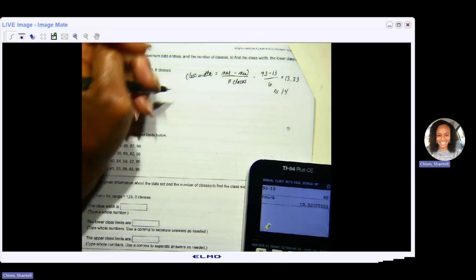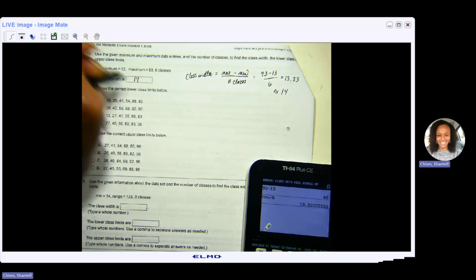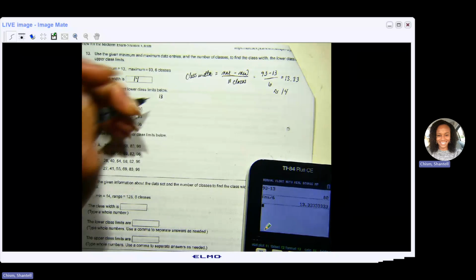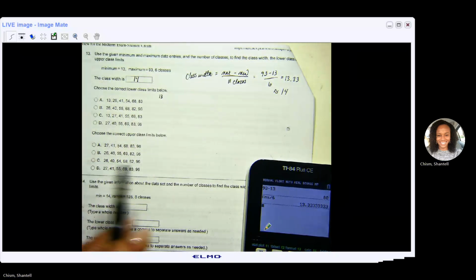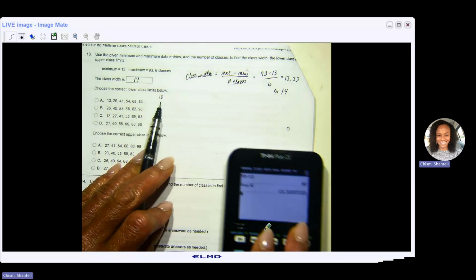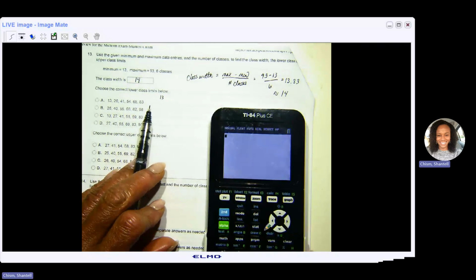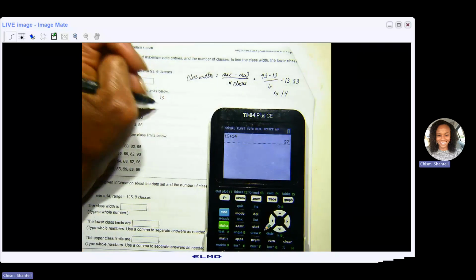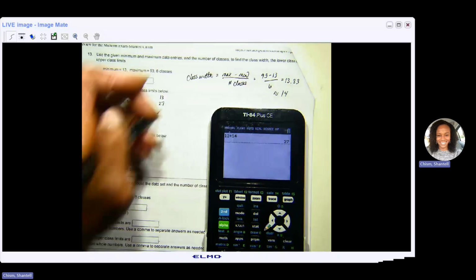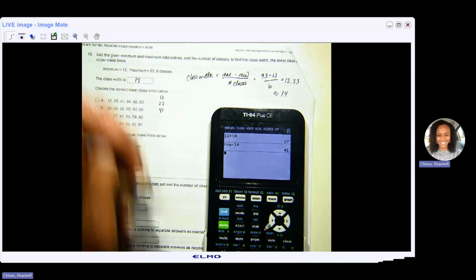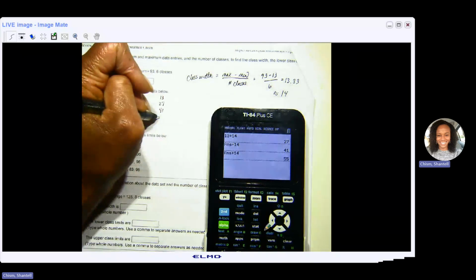Okay, now to get the class limits, let's start with the lower. We start with the minimum data value, which is 13. And then from there, we add the class width to get the next one. So we'll say 13 plus 14, adding the class width to get the next limit. That's 27, then 27 plus 14. It's 41, plus 14 again, 55.